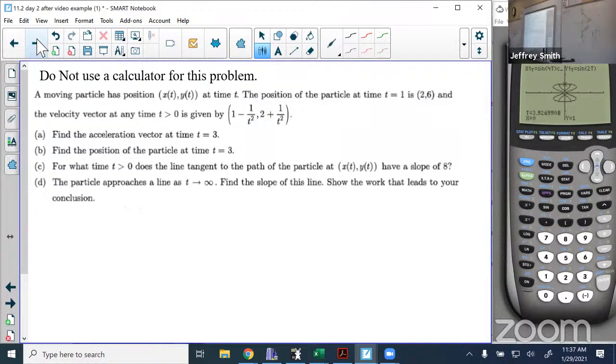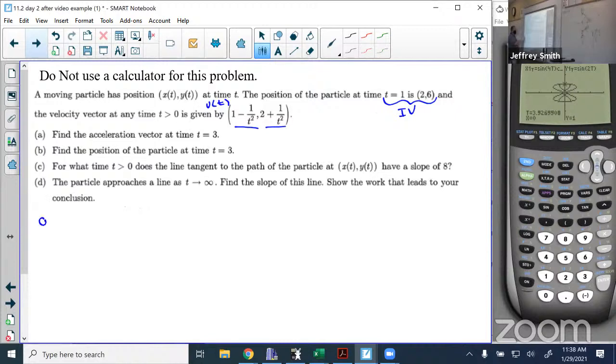I grabbed this one because this is just some other ways to ask questions about vectors, which is really exciting. Here we go. A moving particle has position x and y at time t. The position of the particle at time t, oh yeah, we got to do, this is kind of old news. This is an initial velocity or initial value problem. Initial value, we've done these. And the velocity vector at time t is given by, here's the x, here's the y, and I really consider, this is v of t, but I really consider that the first derivative also.